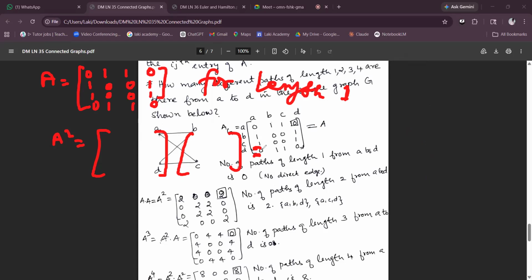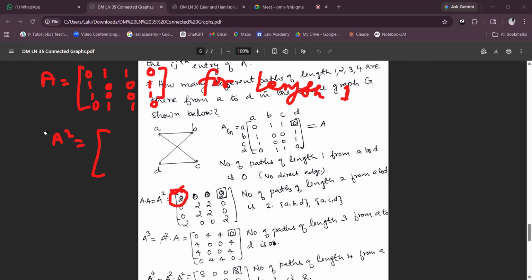Here, A square means what? You are connected from A to A in two steps. You can start from A and end with A in two steps. How? Two step means length 2. One from A to B and second from B to A. Understood?